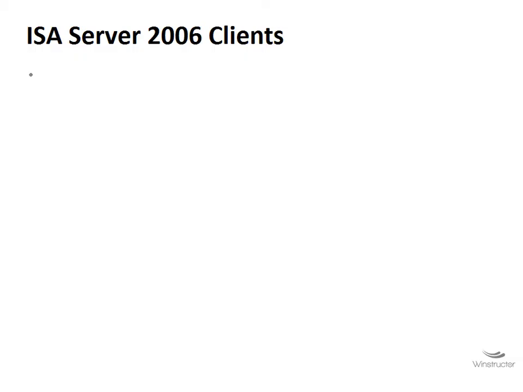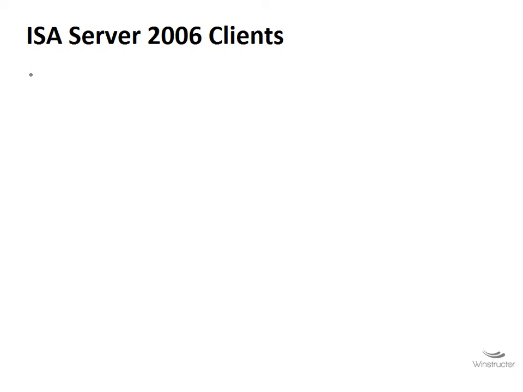Once ISA server is in place, you're going to want to allow your clients to connect to the server so they can get out on the internet. Now, we've already seen devices connecting to the net in these videos, and we've configured a rule or two to allow this internet communication to take place.